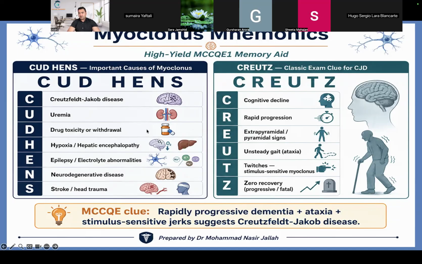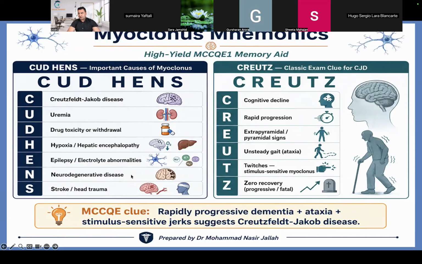Myoclonus mnemonic, I think we did talk about this. Oh no, that was chorea, sorry. So this is called cat hands. And for the myoclonus, we have CUDHES. Okay, cat hands is myoclonus. C is Creutzfeldt-Jakob disease, U is uremia, D is drug toxicity or withdrawal, H is hypoxemia, hepatic encephalopathy, epilepsy, electrolyte imbalance, neurodegenerative disorder, and S is stroke or head trauma. This is for the myoclonus.